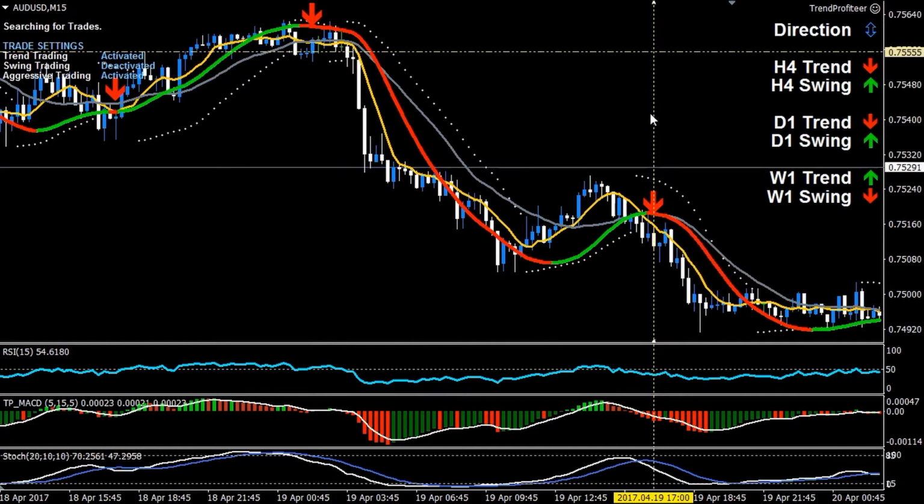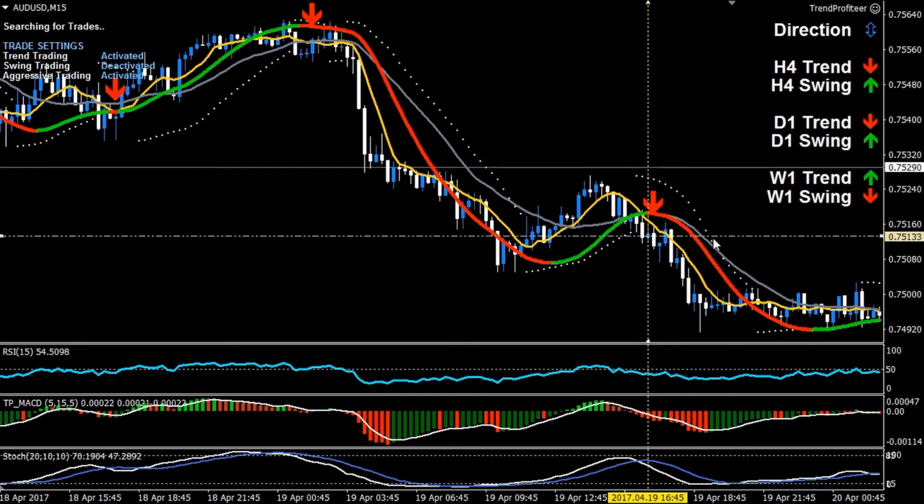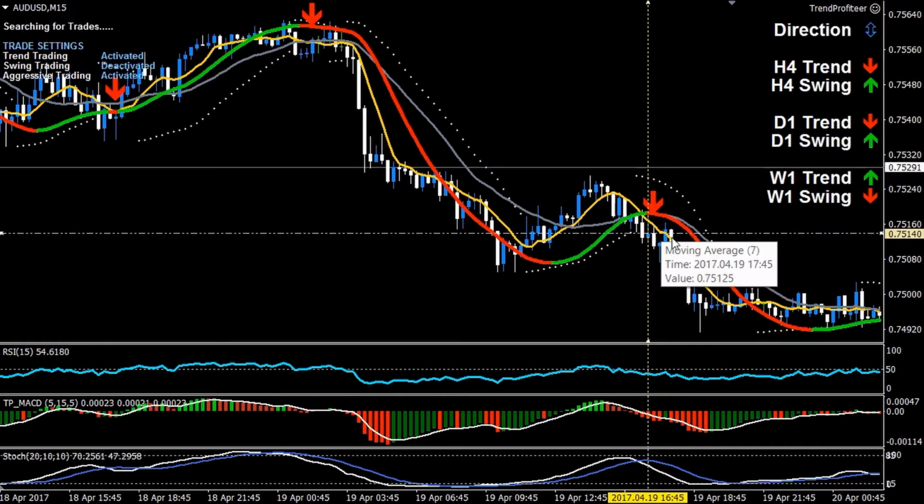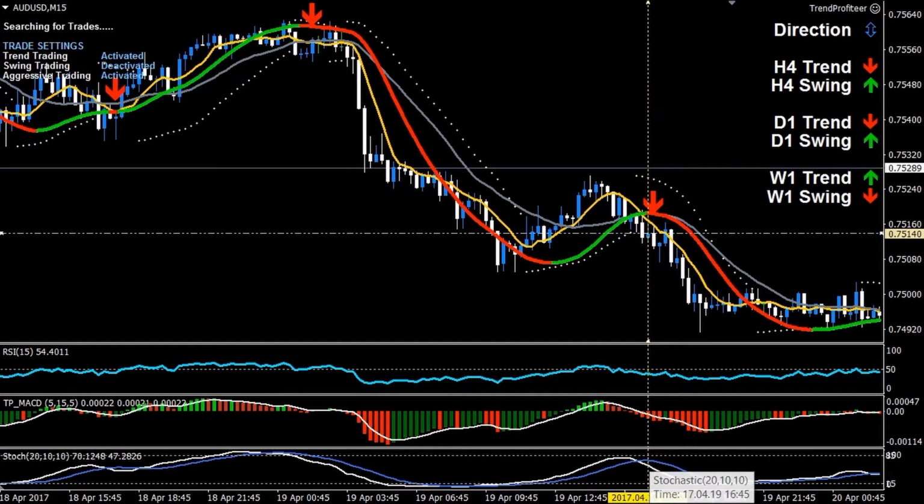So let's just place the marker on this trend trade real quick, and we can see here that once again trend follower has just turned to red. Yellow moving average is below the gray moving average. Price is equal to or below the fast moving average, the yellow moving average. RSI is 50 or below. It's below in this case. MACD is below the 0 line, and the white stochastic line is below the blue stochastic line.